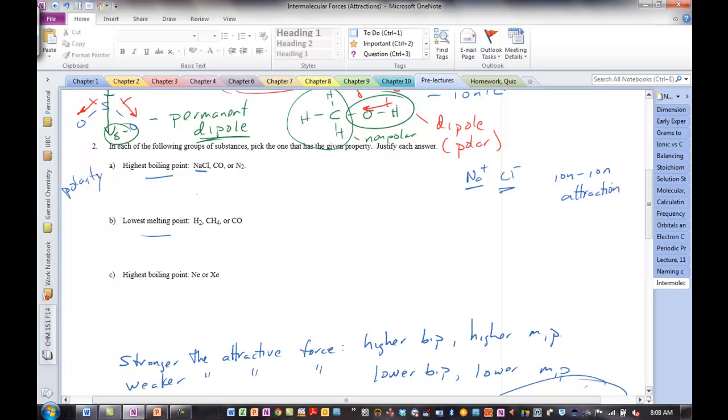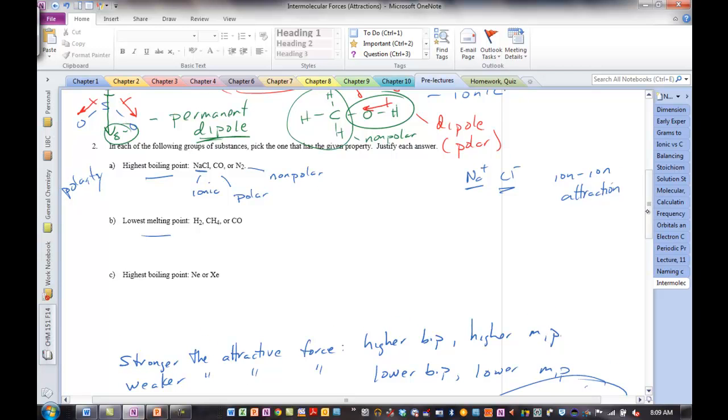Okay. Now this one's pretty easy. We should recognize NaCl as ionic. Carbon monoxide, you could draw the Lewis structure, but it's a carbon and an oxygen. There's only 2 things bonded together. They're not going to share electrons equally. That's going to be polar. And then nitrogen, 2 nitrogen atoms, the same atoms bonded together, they're going to share electrons equally. That will be nonpolar. Okay?